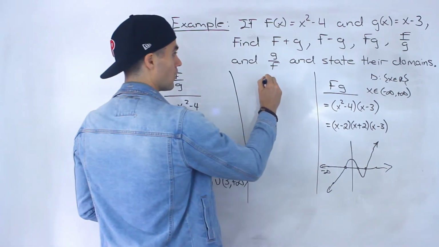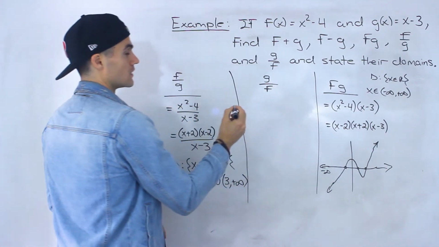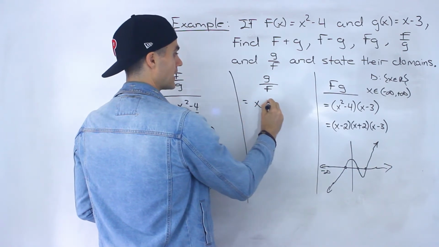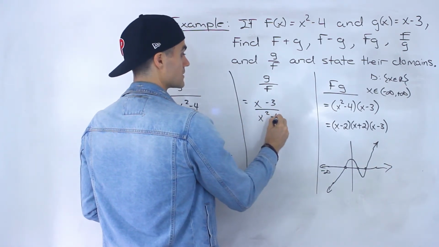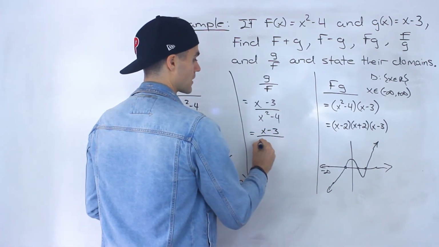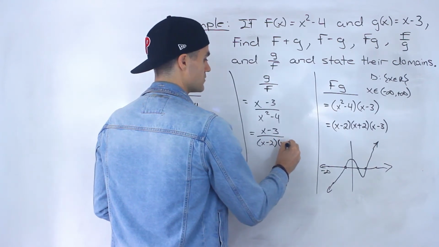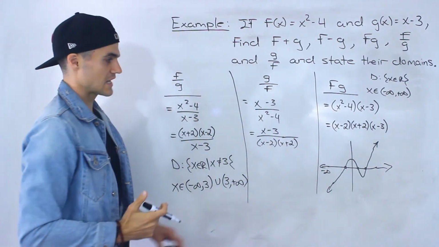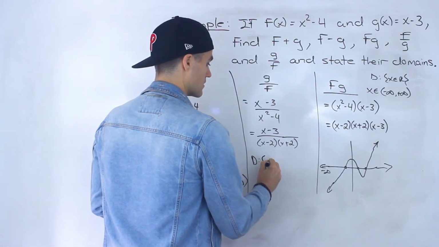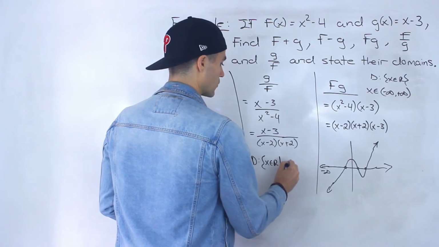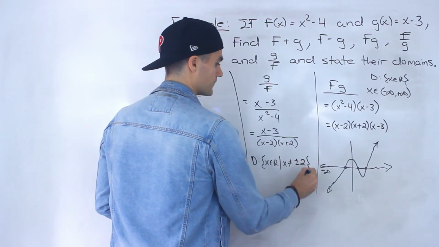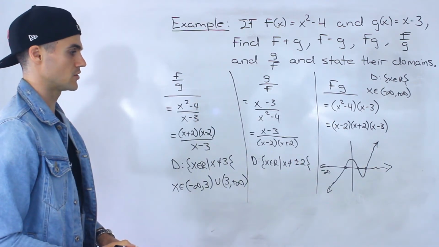And then we have g over f, which is going to be x minus 3 over x squared minus 4. If we factor this, we'll have x minus 3 over x minus 2 times x plus 2. Notice in this case, we have 2 vertical asymptotes. So the domain here is going to be x ∈ ℝ, but x cannot equal positive 2 or negative 2. Let's just put plus or minus 2 here. That's going to be the domain.